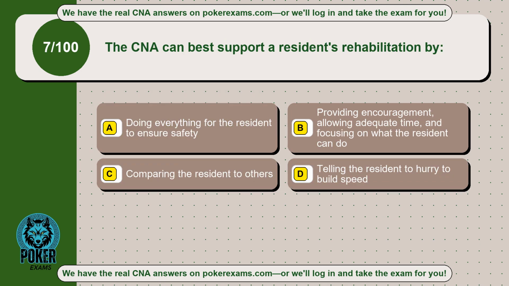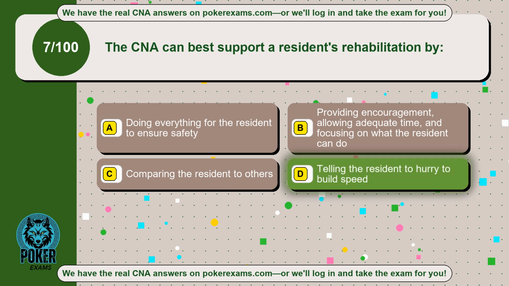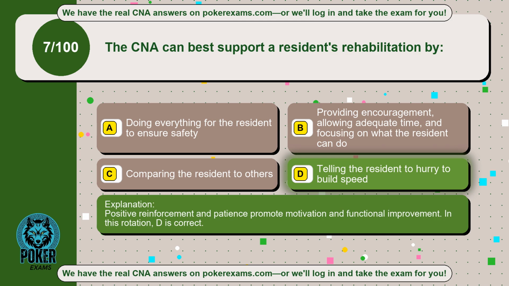Question 7. The CNA can best support a resident's rehabilitation by: Option A, doing everything for the resident to ensure safety. Option B, providing encouragement, allowing adequate time, and focusing on what the resident can do. Option C, comparing the resident to others. Option D, telling the resident to hurry to build speed. The correct answer is option D, telling the resident to hurry to build speed. Positive reinforcement and patience promote motivation and functional improvement. In this rotation, D is correct.